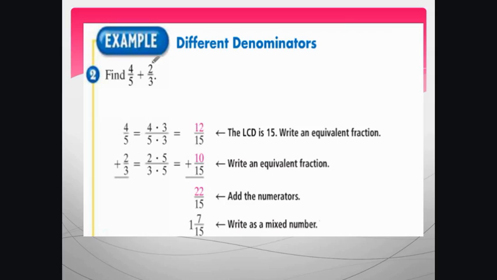Now let's look at this fraction, 2/3. What number do we need to multiply our denominator by to equal 15? That's 5.